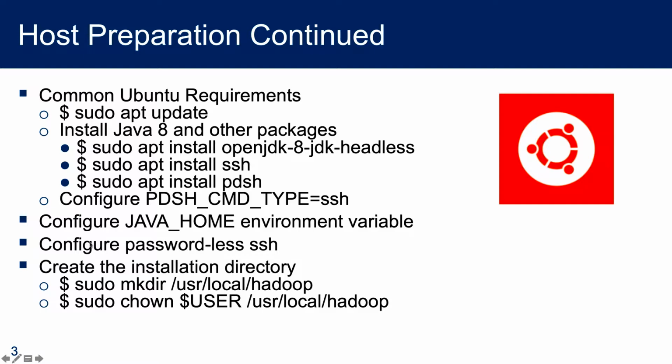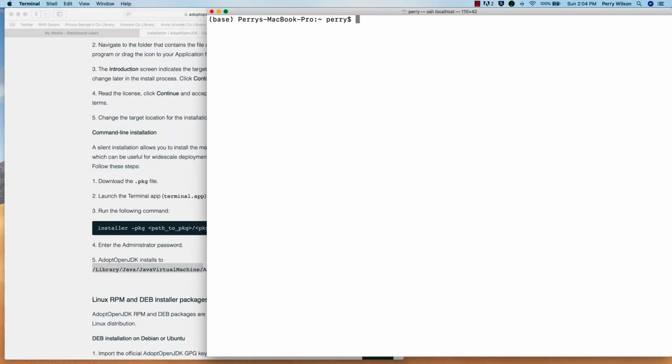The next thing we need to do is configure passwordless SSH. I've already generated my keys for SSH, but I'll show you what my folder looks like. So there's the id_rsa, that's my private key. id_rsa.pub, that's my public key. And then known_hosts are hosts that I connect to.